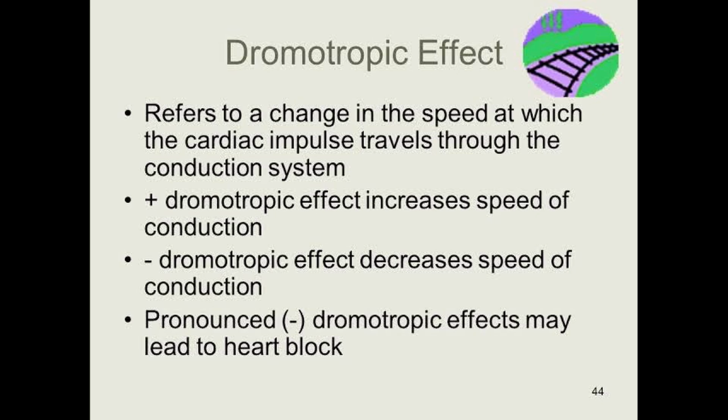So it refers to changes in the speed at which the cardiac impulses travel through the conduction system. So it is for the cardiac impulse speed. First one is positive dromotropic effect. So there is an increase in the speed of the conduction. Second one is negative dromotropic effect. It means there is a decrease in the speed of the conduction.